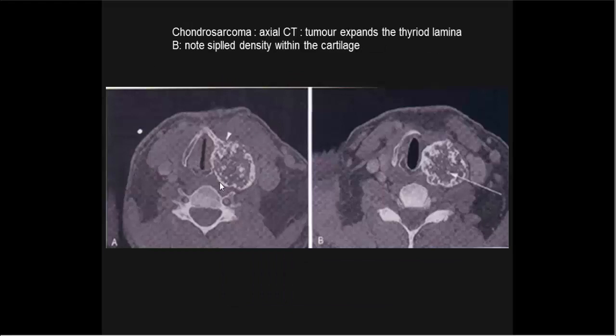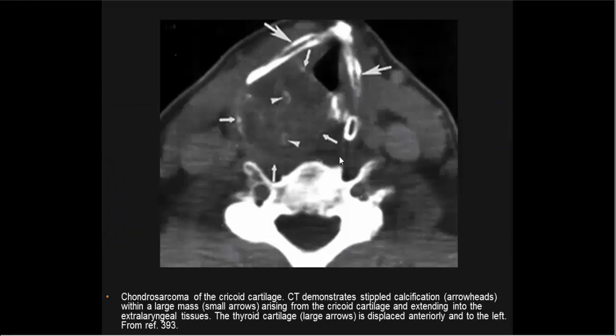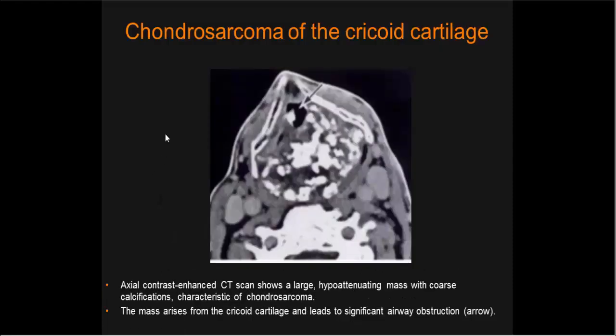Chondrosarcoma: axial CT demonstrates tumor expanding the thyroid laminae, with stippled density within the cartilage. This is chondrosarcoma of cricoid cartilage. CT demonstrates stippled calcifications within a large mass arising from the cricoid cartilage and extending into extralaryngeal tissue. The thyroid cartilage is displaced inferiorly and to the left.